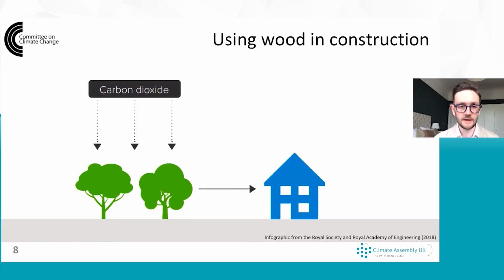Slide 8 is the simplest of these, really something I'm sure you will be familiar with, and that's using wood when we build and construct buildings. Very simply, this is a method where we grow a tree. As it grows, it absorbs the carbon from the atmosphere. We then cut that tree down for timber. Hopefully, we plant a new tree to replace it when we do that. And we use the timber in the construction of a house or another building.